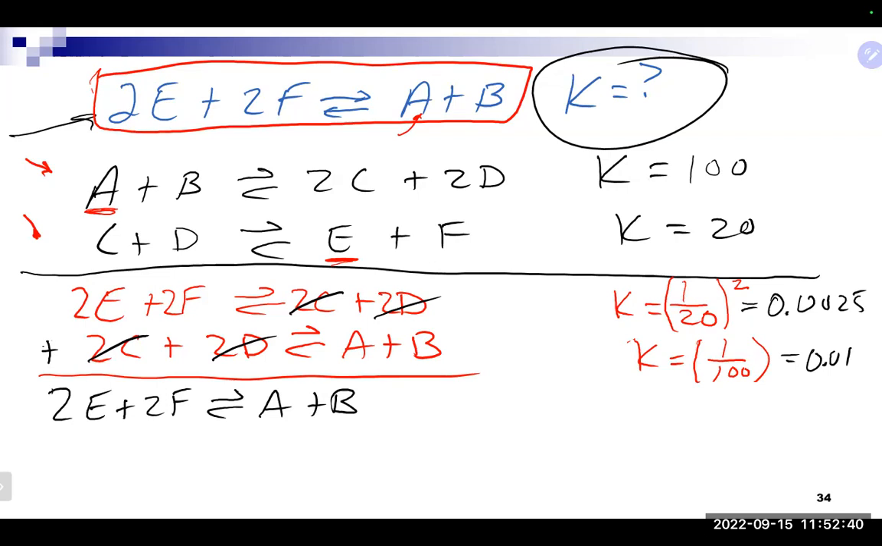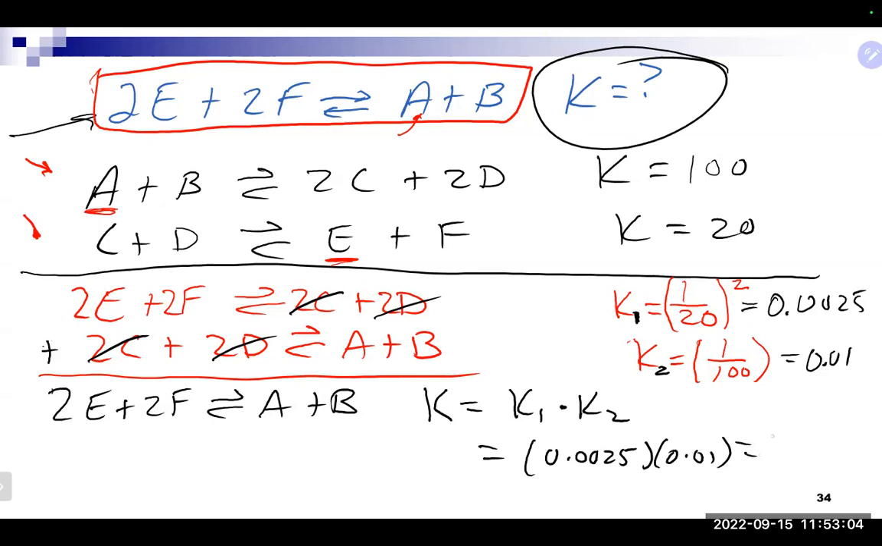And at this point, I can figure out the K for this reaction by, I'll just call this K1 and K2, by taking K1 times K2. So here we're going to multiply, not add. And that would give me 0.0025 times 0.01. Gonna give me a K value of 2.5 times 10 to the minus 5.